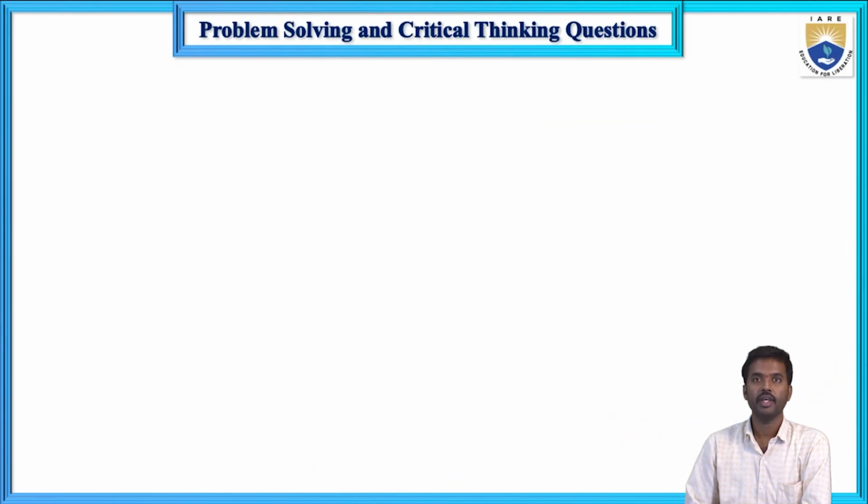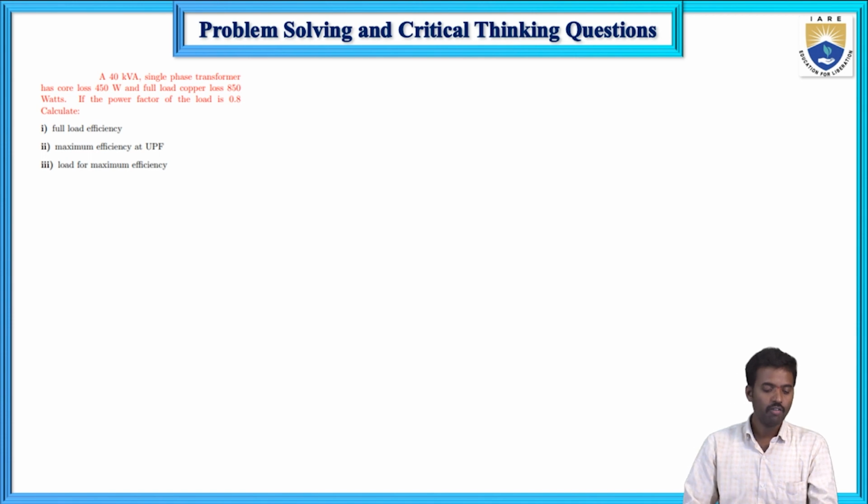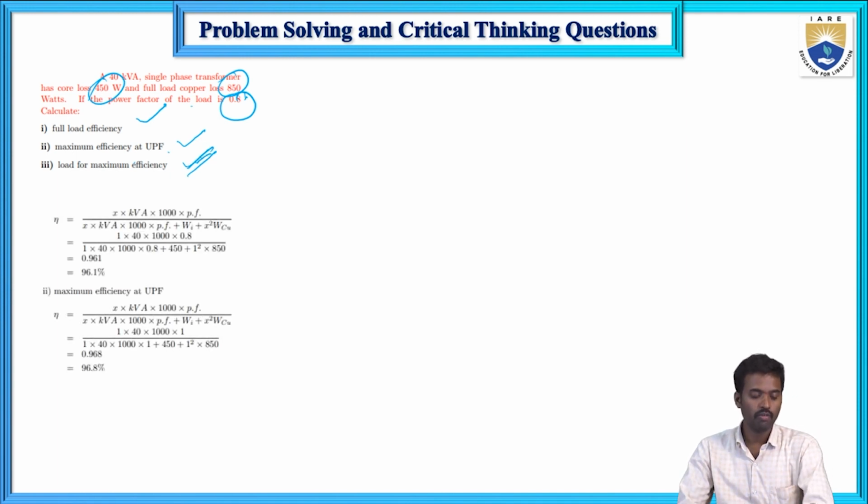Now the next question: a 40 kVA single phase transformer has core losses, that means iron losses, of 450 and copper losses of 850. If the power factor of the load is 0.8, calculate the efficiency, and the maximum efficiency at unity power factor, and the load for maximum efficiency. So that value you need to determine. So what is the formula first here?